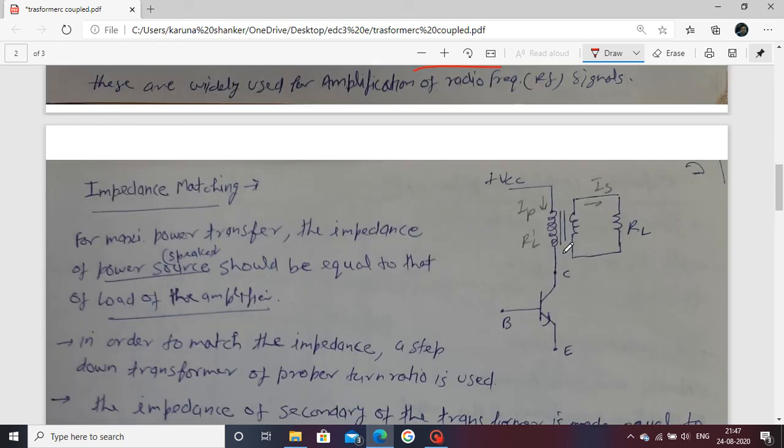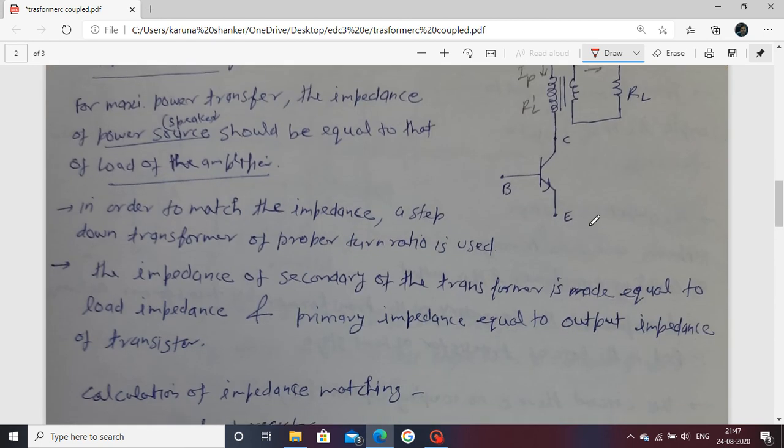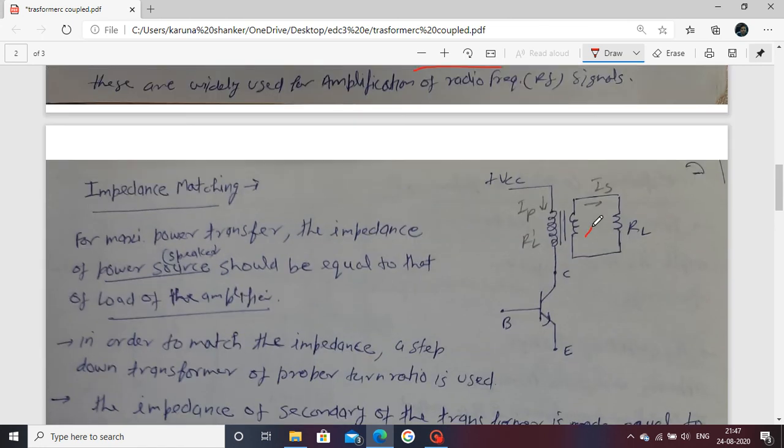How does this work, how are you matching there? There is use of primary and secondary winding. You change the primary and secondary winding according to your requirement for maximum power transfer. It is also mentioned that the impedance of the secondary of the transformer is made equal to the load. Means this impedance equal to this impedance.